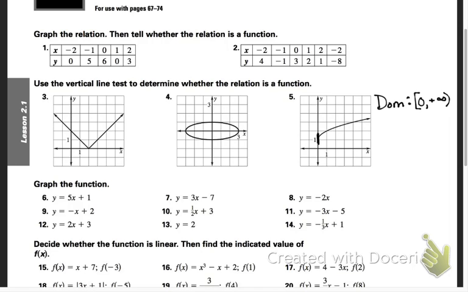Now, for the range side of things, we're looking at things going vertically, or up and down, from a certain spot. So basically I'm going to take it from here, and which way is it going? It's going from what value to what value? From 1 to positive infinity. So 1 is included, to positive infinity.